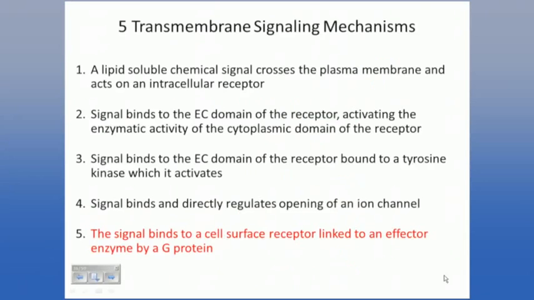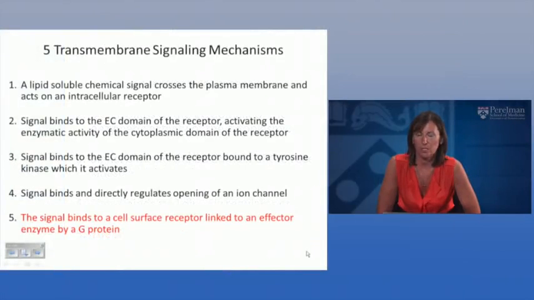So far we've talked about 4 transmembrane signaling mechanisms. We're going to end there for today's class. And in the next section, section number 7, we will introduce G-coupled protein receptors and do an in-depth discussion of those.